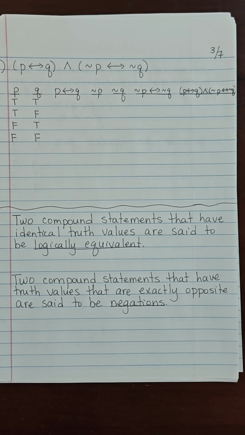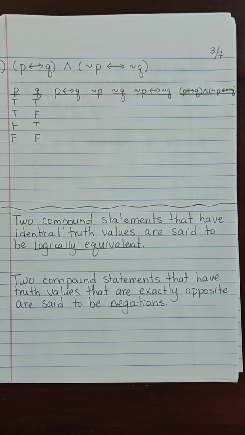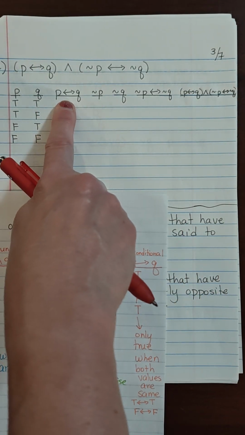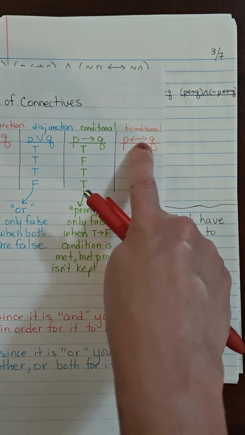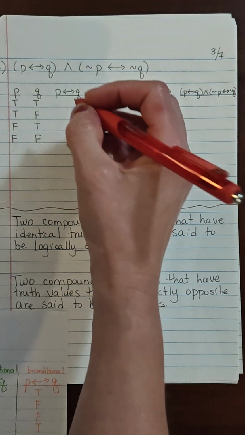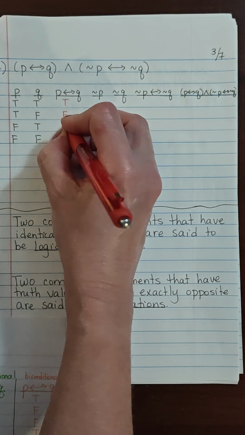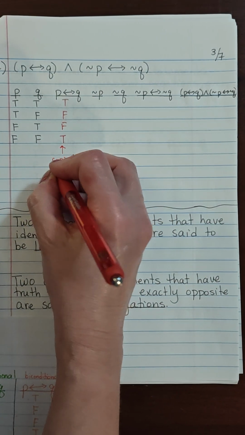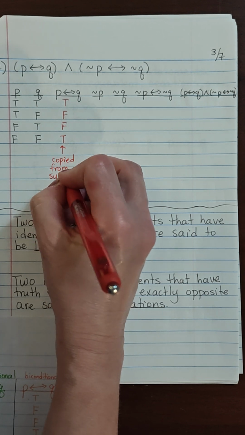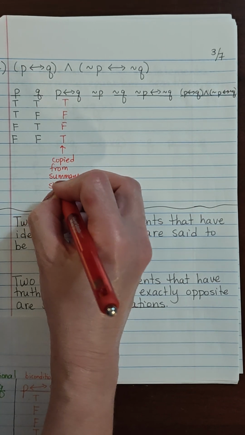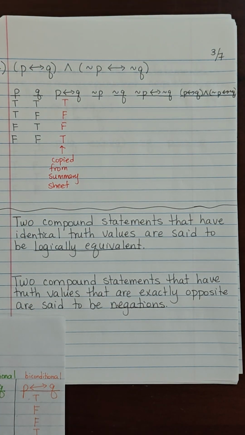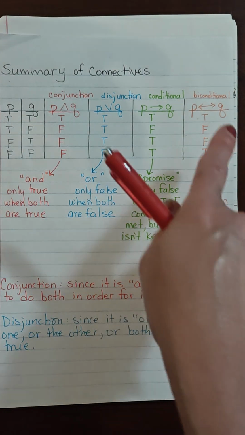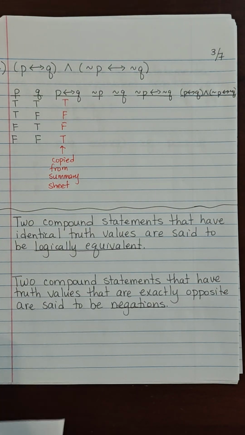Okay, let's get out that summary of connectives. The first thing is that biconditional. That's just your standard issue biconditional, P biconditional Q. We can just copy this down. True, false, false, true. So true, false, false, true. Make another note. That was just copied from the summary sheet. This is so we don't have to go through and reason them out every single time. You know, some of these basic ones that we do all the time, we don't have to go back through and redo them every single time.